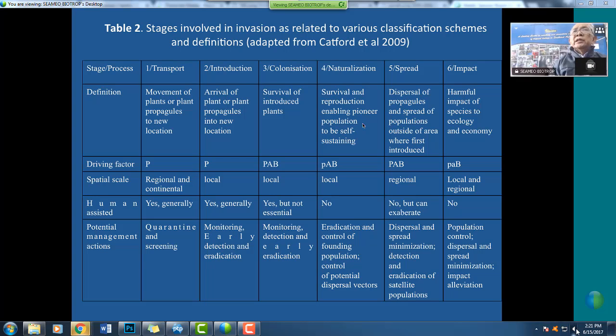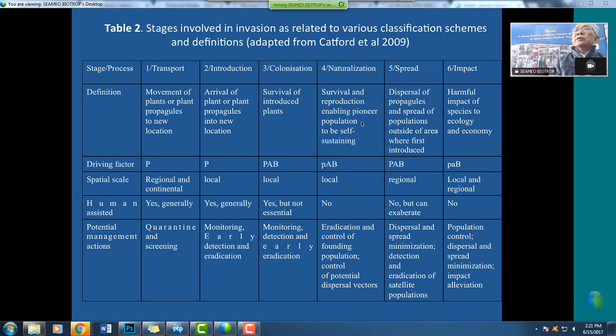We have a strong quarantine to prevent the plants from coming into our countries. But if the quarantine fails to prevent the transport and the plants become introduced into our countries, we still have what we call an early detection system and rapid response to eradicate this plant. Also, when the colonization is still small, eradication is possible. When it is naturalized, the population is so big that eradication might be too difficult.